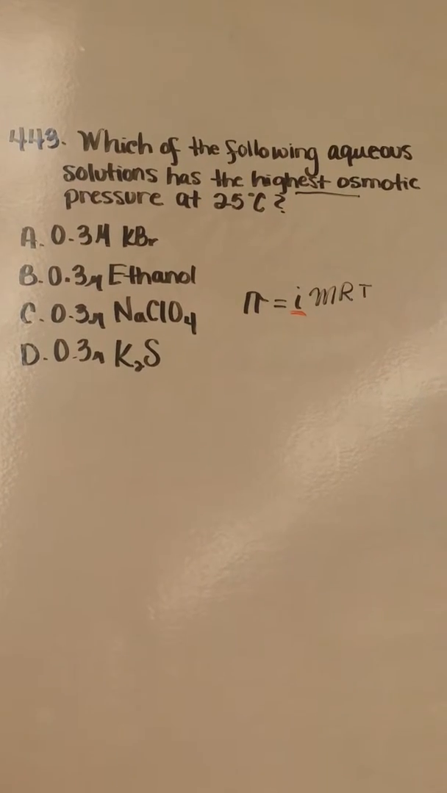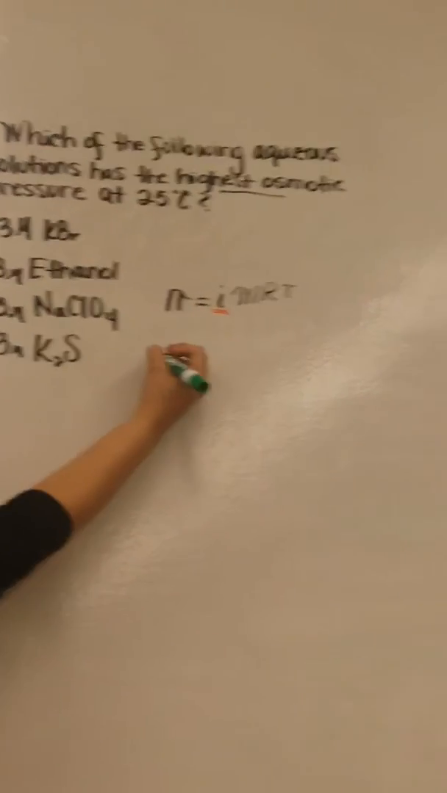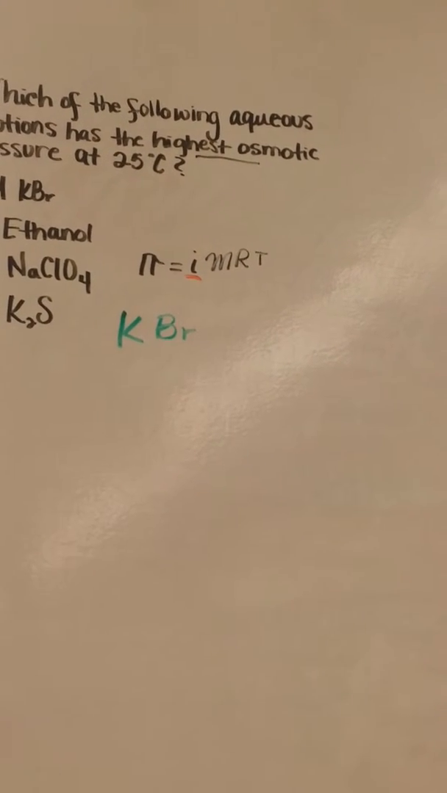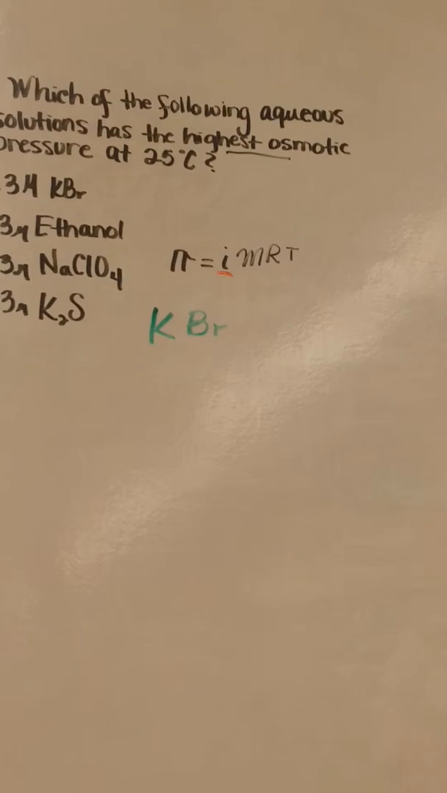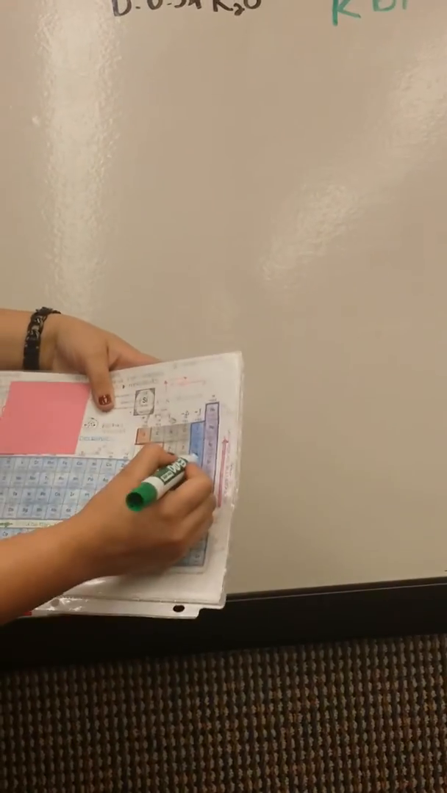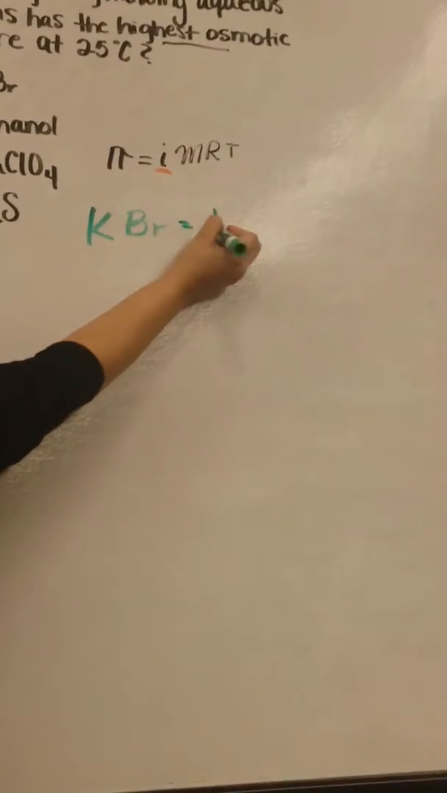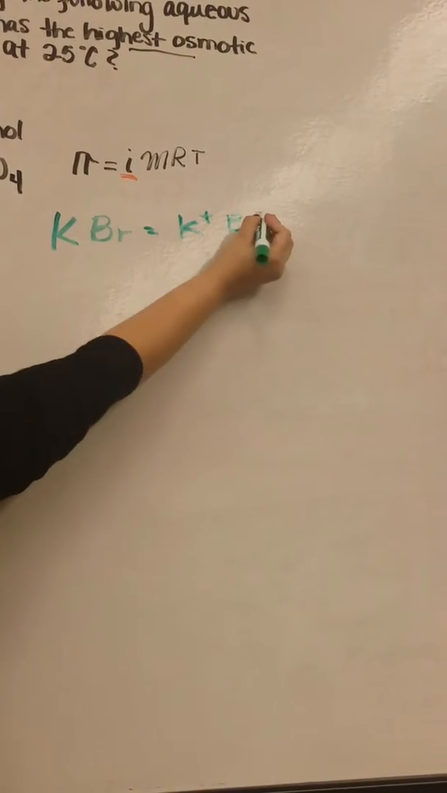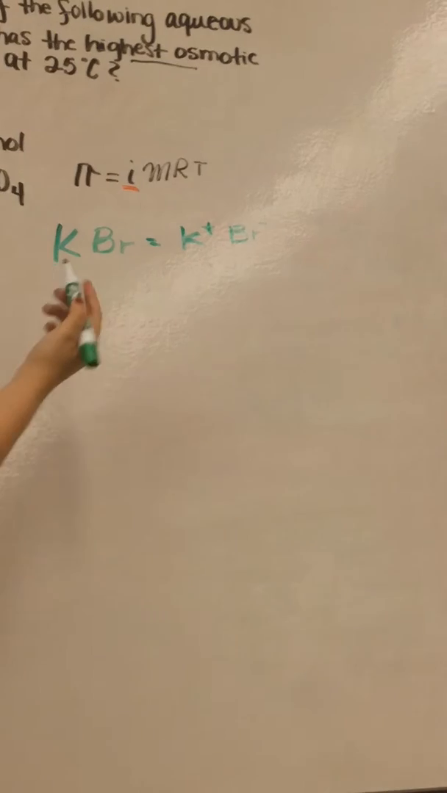So let's start with KBr. So if we look over to our periodic table, we can see that K has a +1 charge and Br has a -1 charge. So this would mean it is 2 ions.